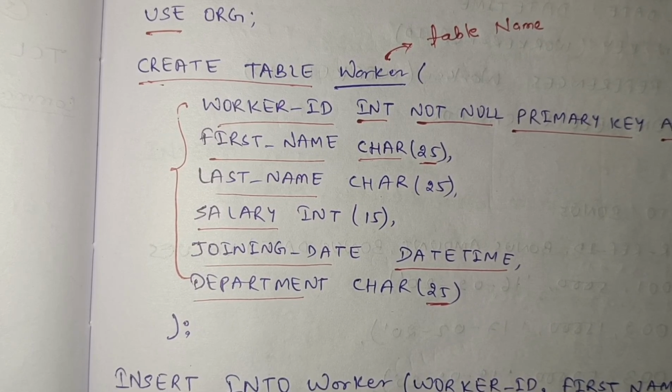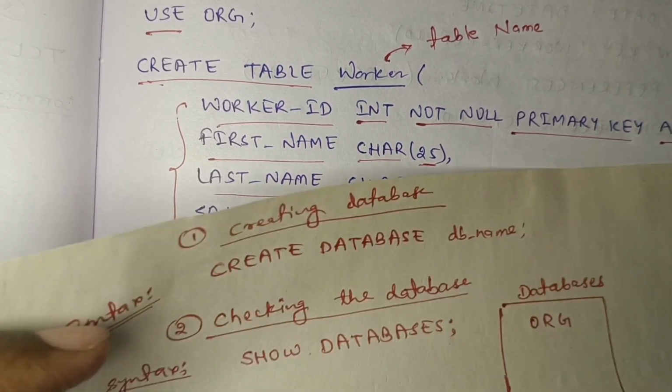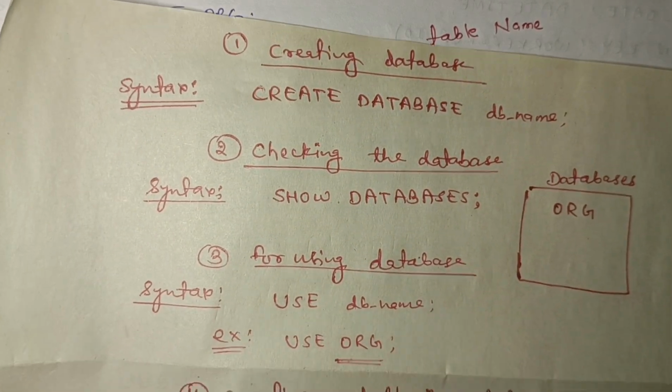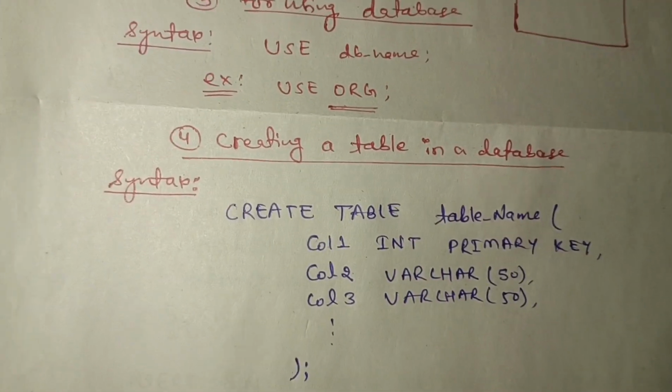So till now we learned about four things: creating a database, checking the database, using the database, and the last one, creating a table in a database.